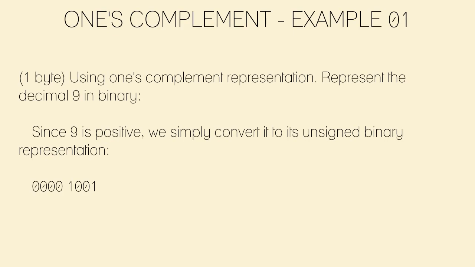If we're dealing with 1 byte or 8 bits, we have 8 places to fill, turning on the bits that correspond to the powers of 2 that add up to our number. So our 1's complement binary representation for the number 9 looks like this: 00001001. As you can see, representing positive numbers using 1's complement is as simple as using the unsigned binary representation. This is the foundation upon which we'll build as we dive into more complex examples involving negative numbers.